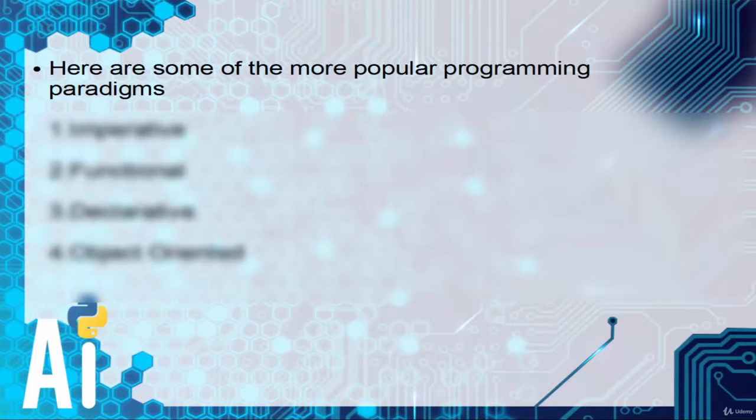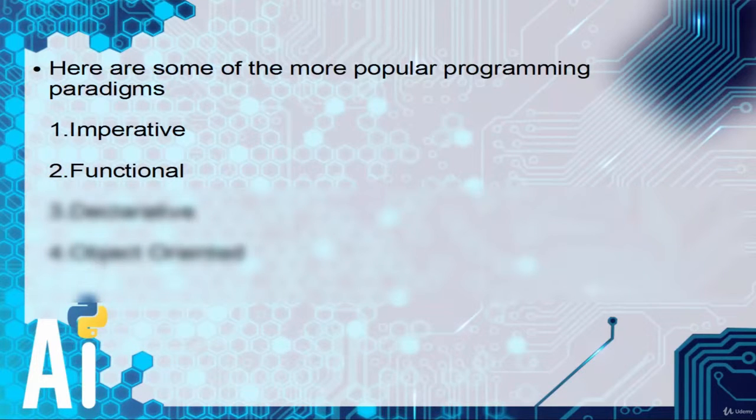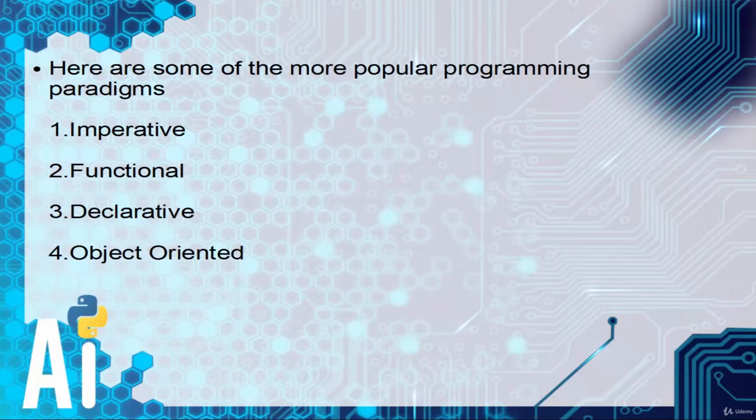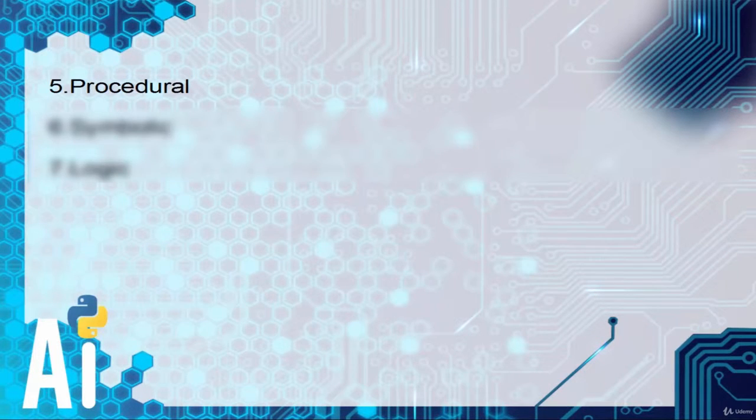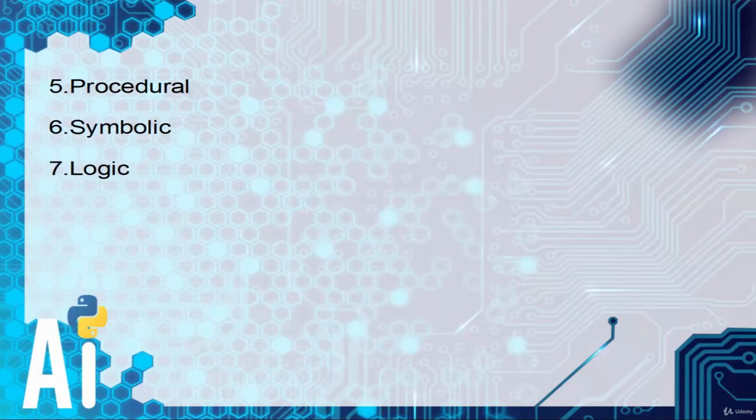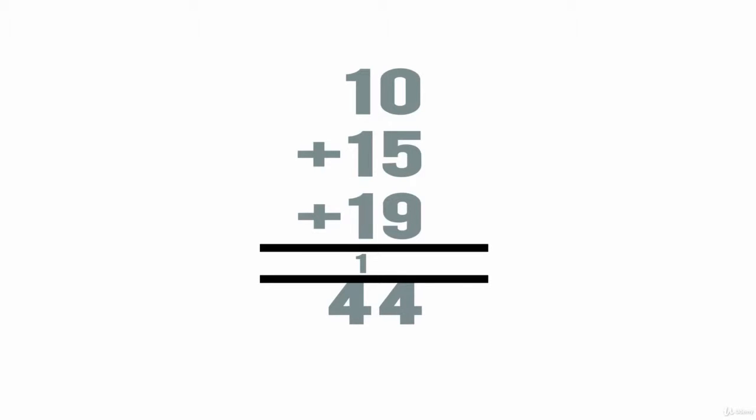Here are some of the more popular programming paradigms. First, imperative. Second, functional. Third, declarative. Fourth, object-oriented. Fifth, procedural. Sixth, symbolic. And seventh, logic. So let's see the logic one here.